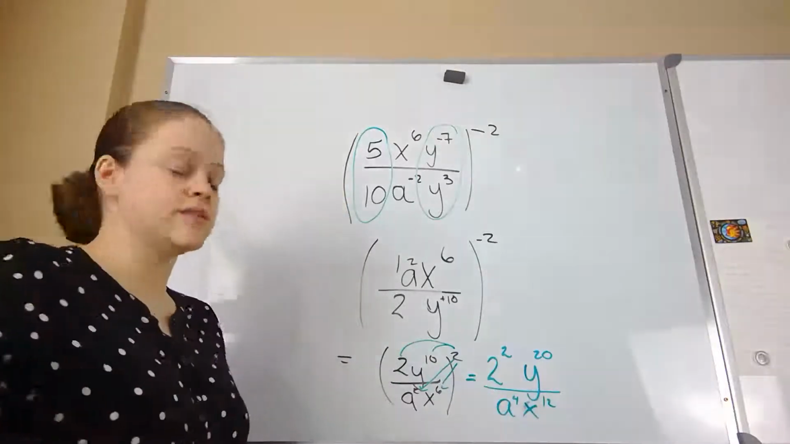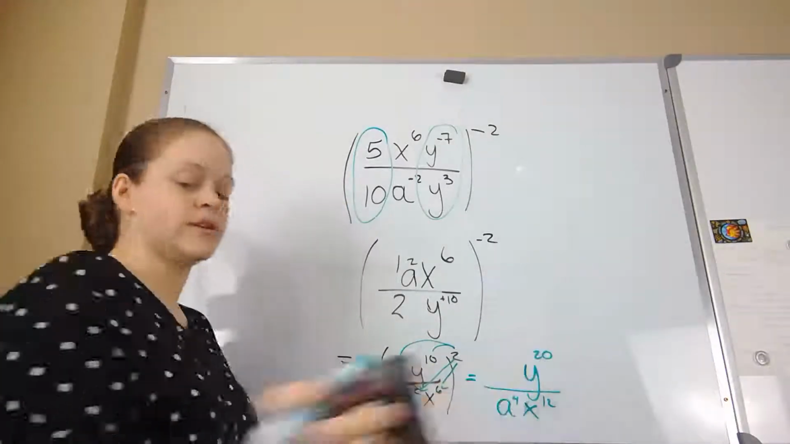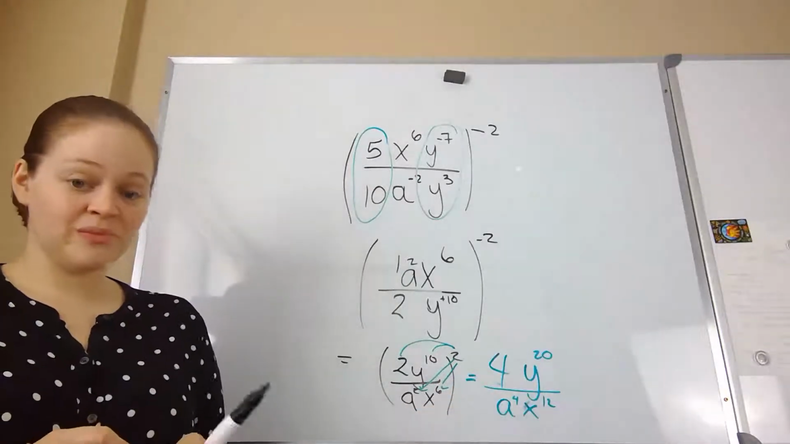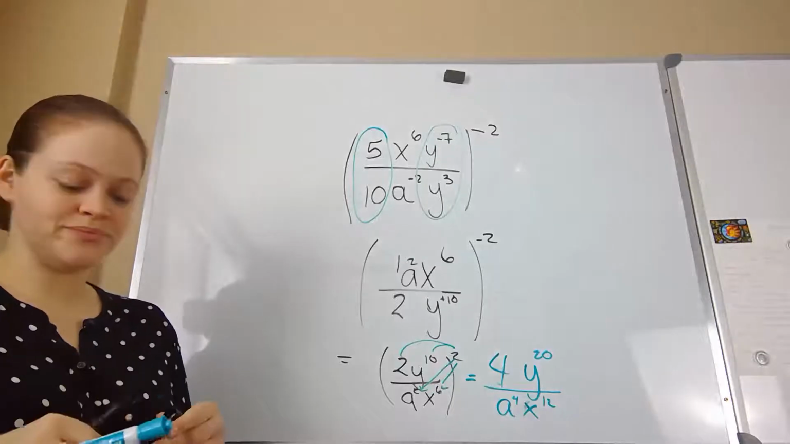So if you didn't want to write the 2 squared, or you just want to get rid of it, because you don't want to write everything else, you could just put a 4. Sound good? Negative exponents, super important.